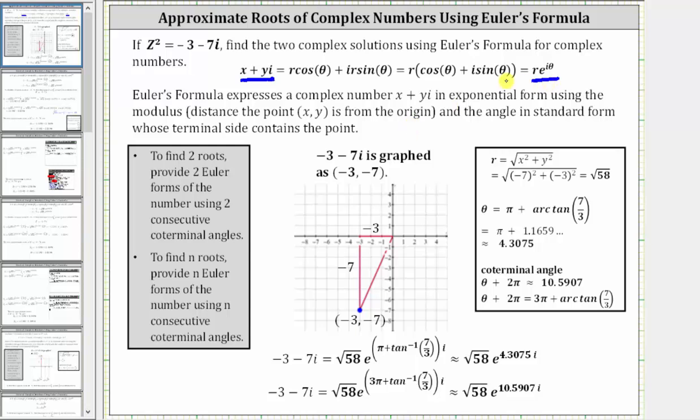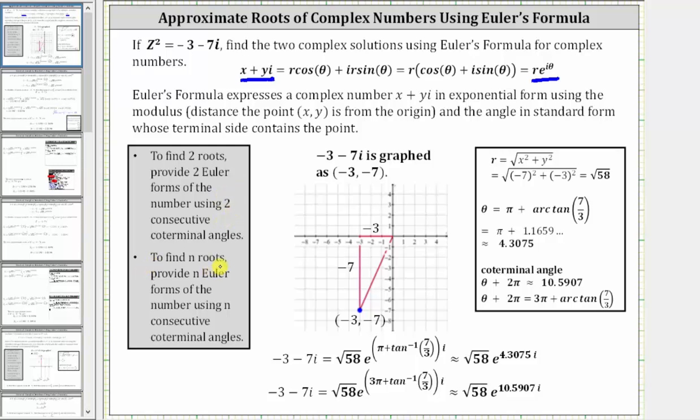This is the same as r in polar form, and the angle theta is the angle in standard position whose terminal side contains the point (x, y). Because we're looking for two complex solutions or two roots, we will provide two Euler forms or exponential forms of the complex number using two consecutive coterminal angles. And for this example, we will use the least positive coterminal angles.